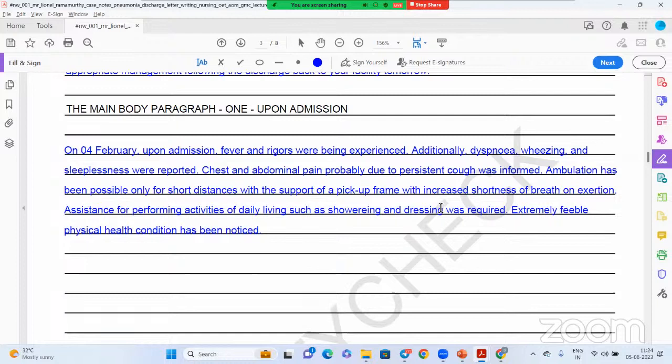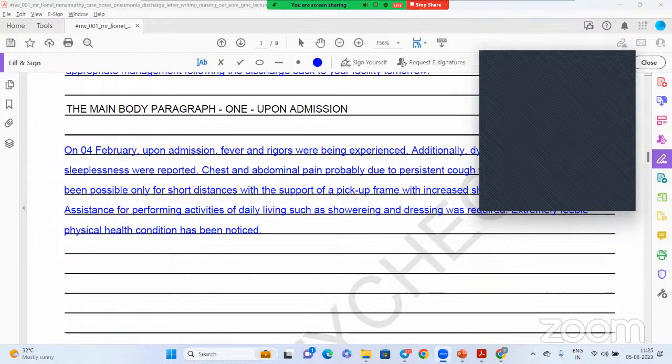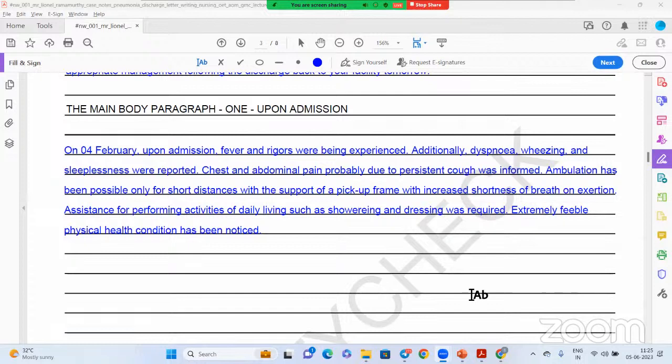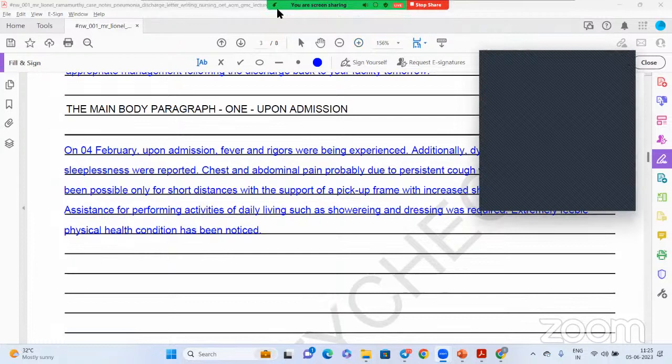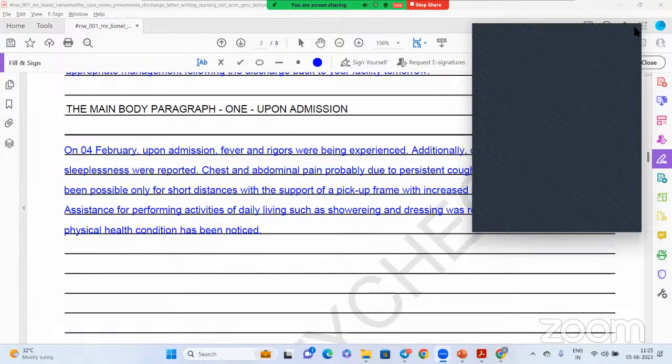Now I want your comments. Have you understood? Any doubts? Any doubts? Is that clear? Just write clear or not, or any doubts, yes or no. Yes, this is upon admission. Yes. So finished. This is enough.